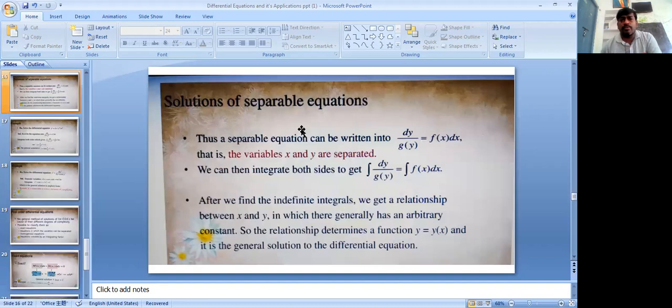Solution of a separable equation: in the given differential equation, put the y variables on one side and the x variables on the other side. After separating the variables, we integrate both sides, LHS and RHS. After finding the indefinite integrals, we get a relationship between x and y, which generally has an arbitrary constant, because integrations are of two types, definite and indefinite. Indefinite integration must use one constant. In definite integration, where the lower and upper bounds are given, we get the exact solution. But in indefinite integration there are no bounds, so we add some quantity to either the left or right side, generally a constant, replaced by C.